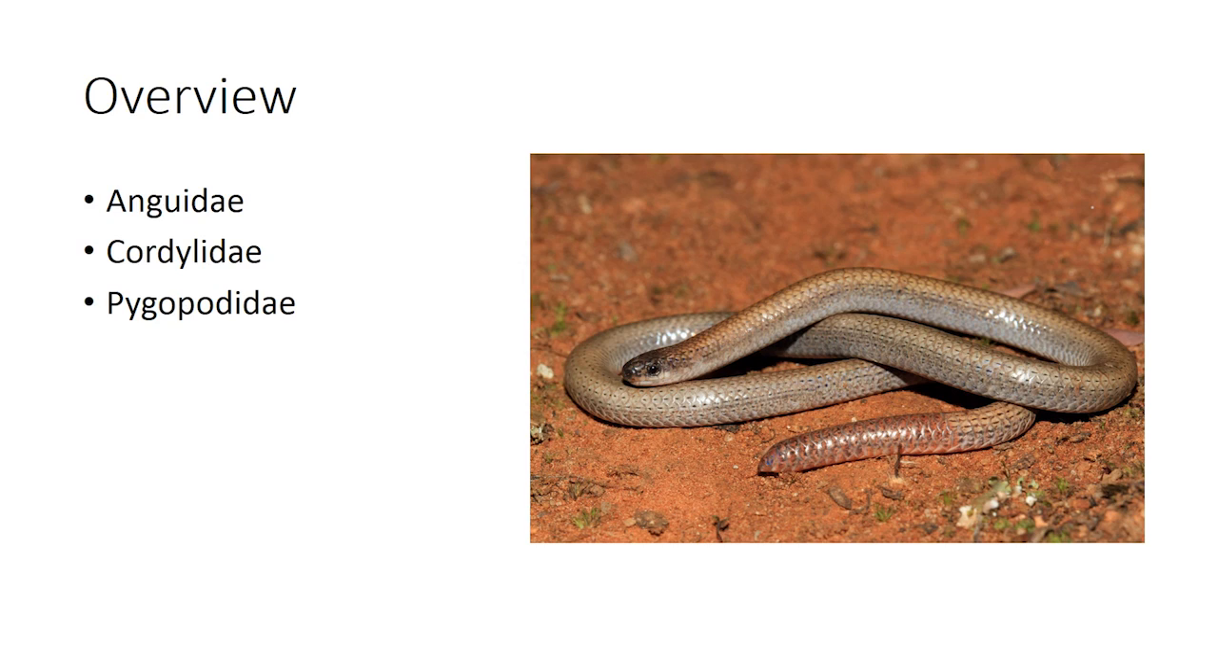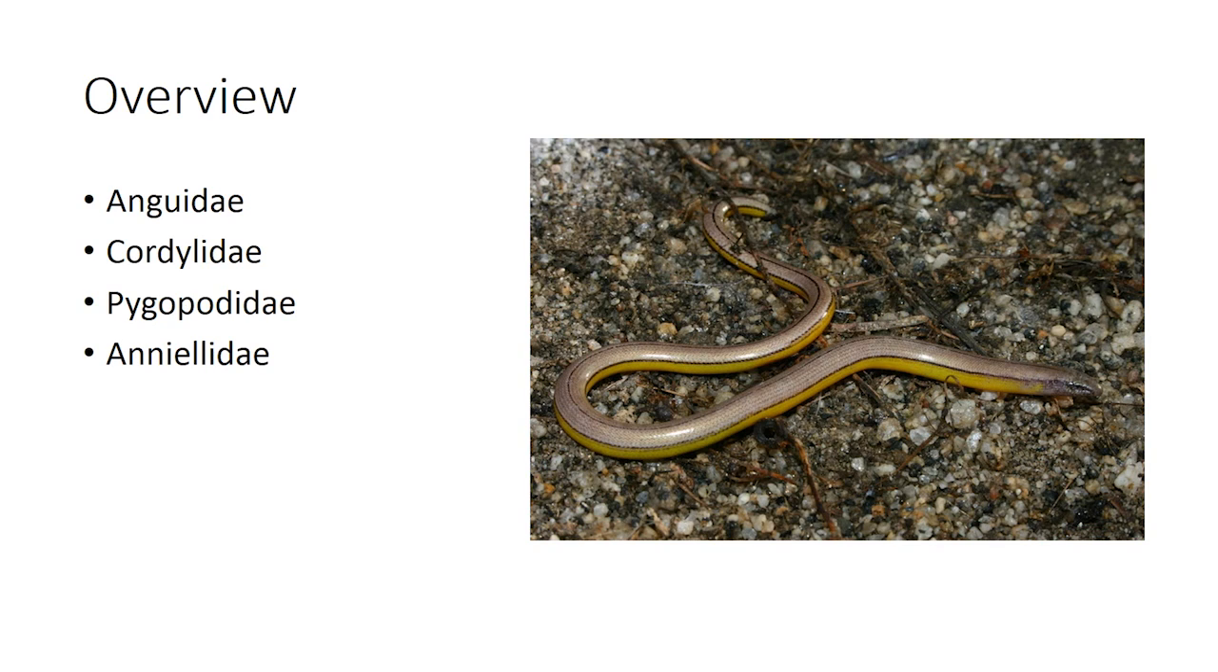This is a red-tailed worm lizard, which is found in southwestern Australia, just north of Tasmania. And Anniellidae, which are legless lizards found out west in California. These are the American legless lizards. This is called the Southern California legless lizard. And again, we'll talk more about those later on.